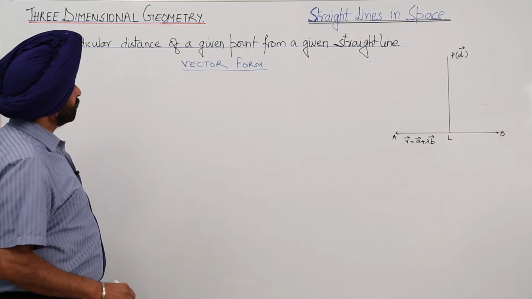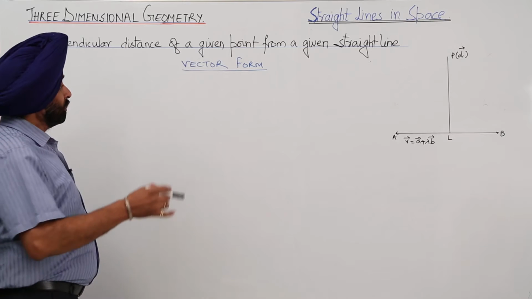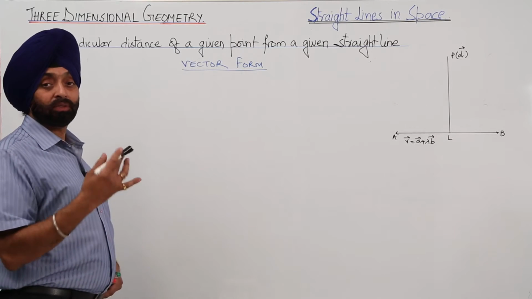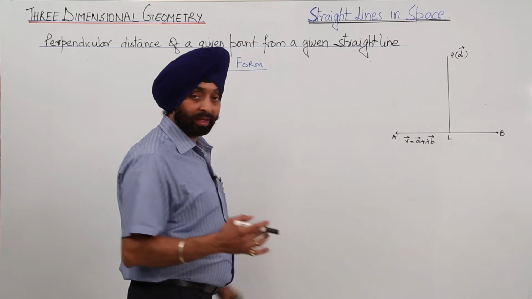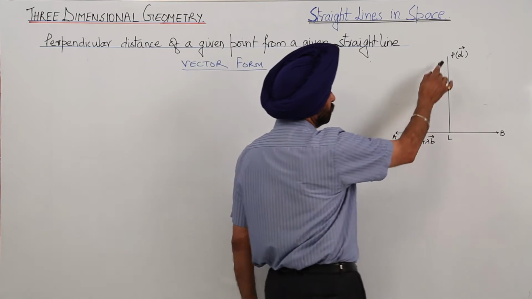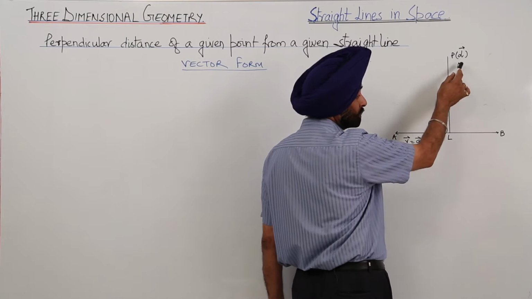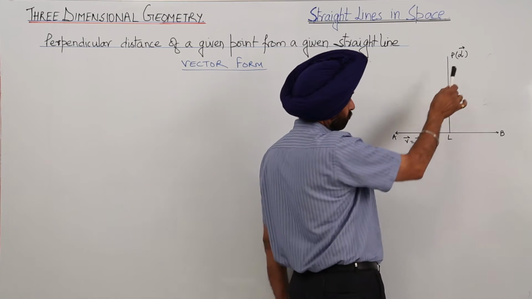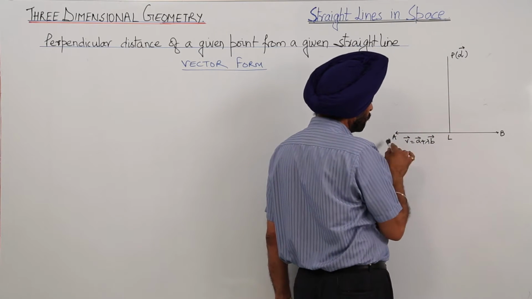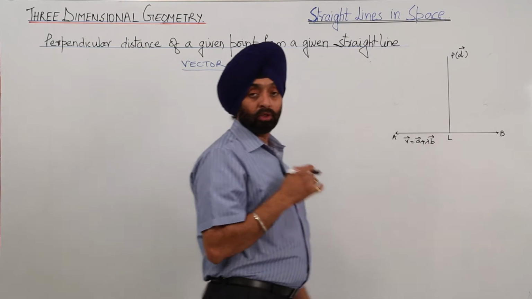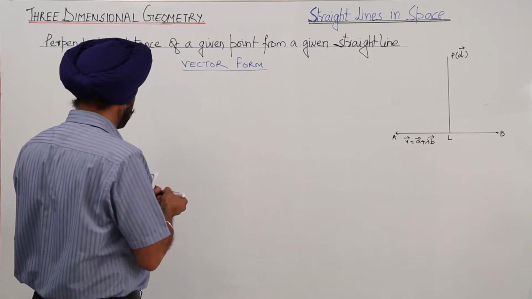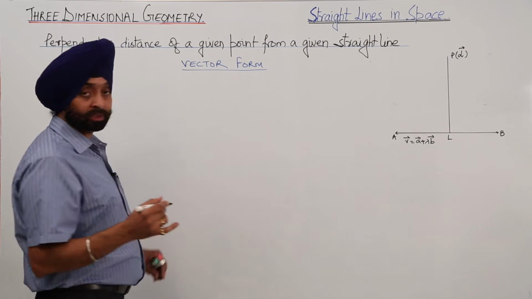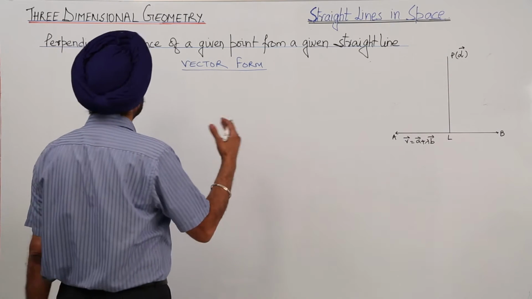Perpendicular distance of a given point from a given straight line when the question is in the vector form. Okay, so now we are going to find the perpendicular distance PL. Coordinates of P are given to us, the given point is point P, and the equation of a line AB in the vector form is given to us. Now before writing the steps, let's write some introduction.